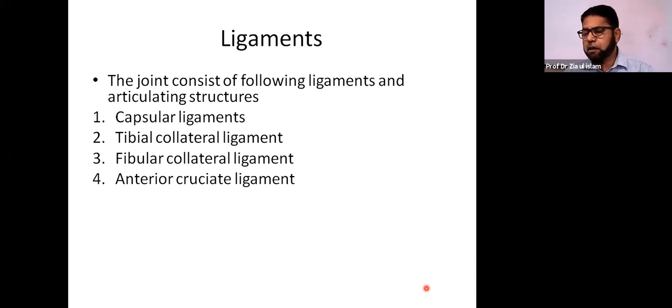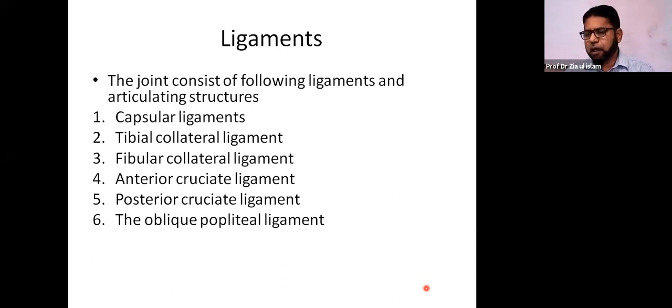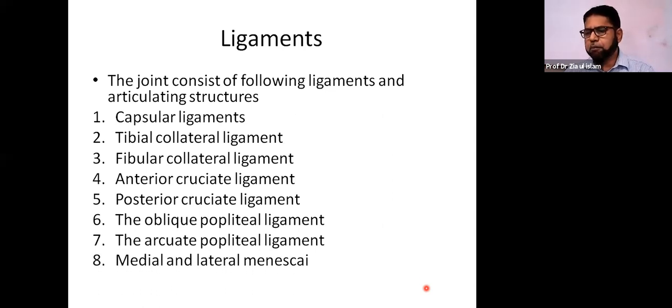Then we have the anterior cruciate ligament. Then we have the posterior cruciate ligament. Then we have the oblique popliteal ligament. We have the arcuate popliteal ligament, and we have the medial and lateral menisci, which are structures present in the knee joint. So these are roughly 7 ligaments and two menisci. This makes up the ligaments around the knee joint.